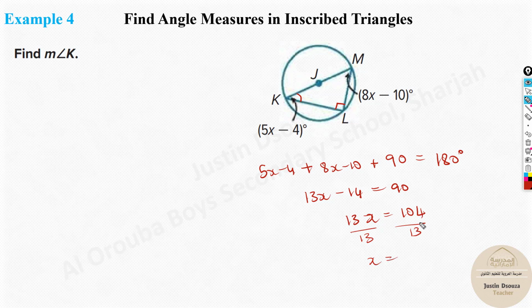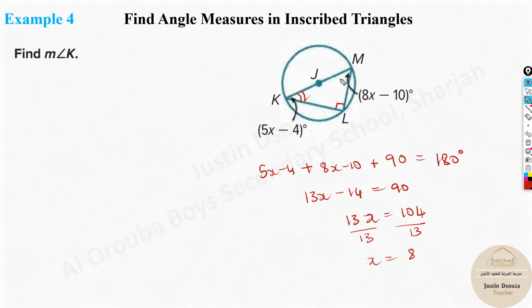X is equal to 130 is 10 times 13 minus 26. It's 8 because 130 minus 26 two times will be 104. Yeah, it's 8. X is 8. Now this is not over. We just found out x to be 8. We need to find the measure of k.